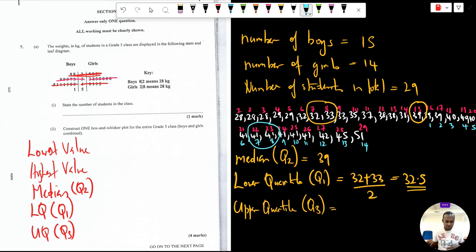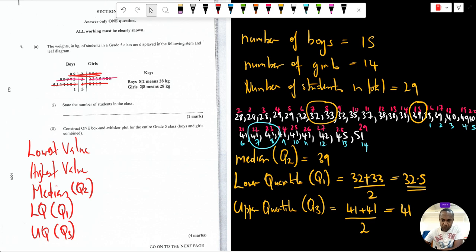So let me just check that to ensure that is correct. So the upper quartile is the average of the 22nd and the 23rd item, which of course happen to both be equal to 41. And so this is simply going to be equal to 41 plus 41 divided by 2, which of course gives us 41. And so the upper quartile is 41.